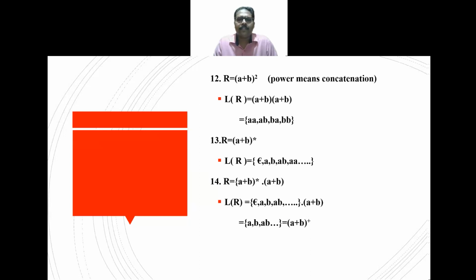And in the last example, (A plus B) star dot (A plus B). (A plus B) star, we know from the previous example, is the set {epsilon, A, B, AB, etc.}. Dot (A plus B). Solving, we get the closure of A plus B, one or more occurrences of A and B, (A plus B) plus. That is the lean plus of A plus B.